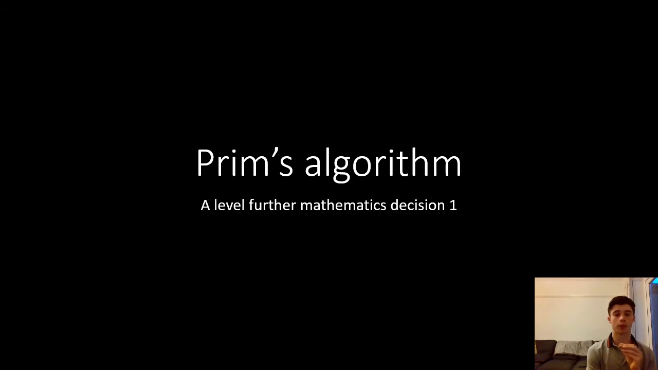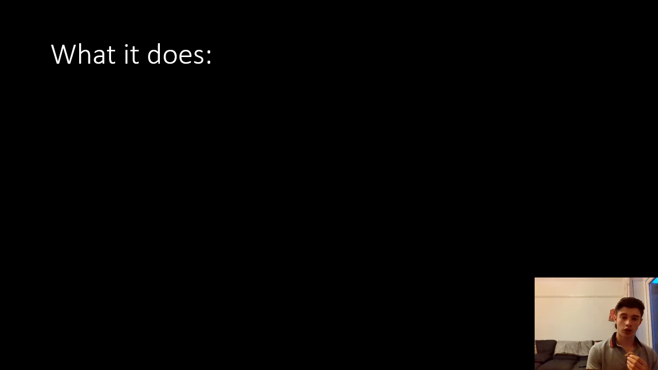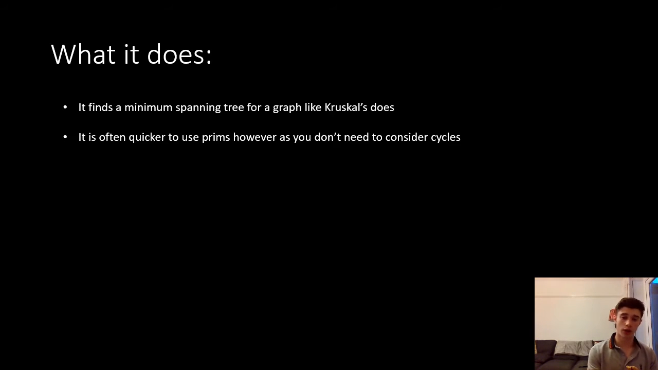Today I'll be doing it on Prim's algorithm, which is in first year, decision 1 of A-level further mathematics. So this is like Kruskal's, as we'll see. It's how you get a minimum spanning tree by applying this algorithm to a graph. So yes, just have a first look at what it does. So it finds a minimum spanning tree for a graph like Kruskal's does, as I've just said.